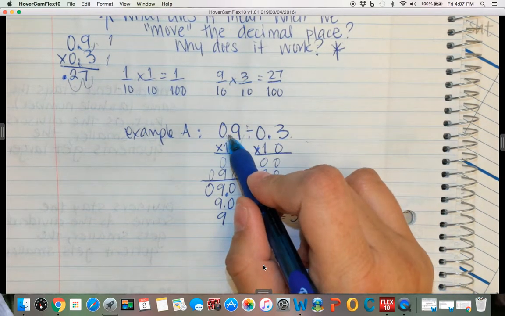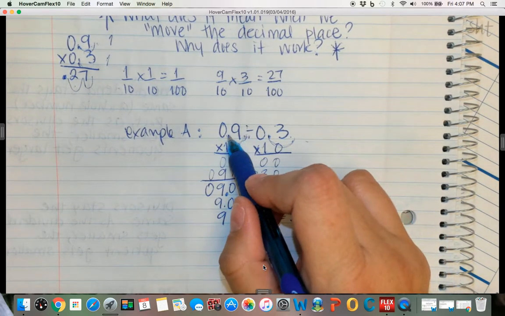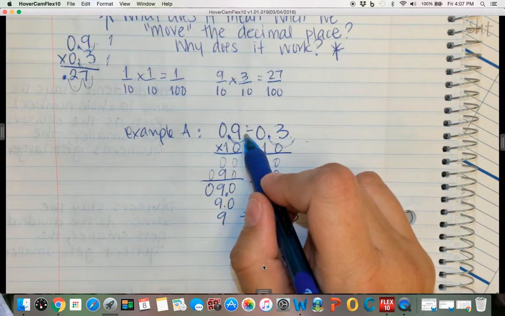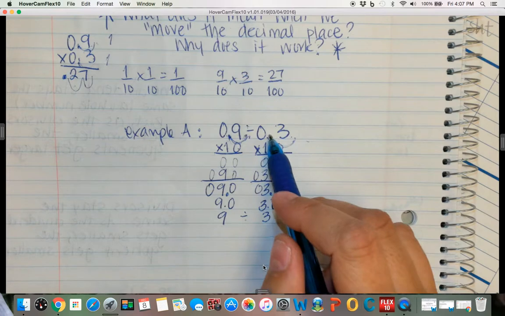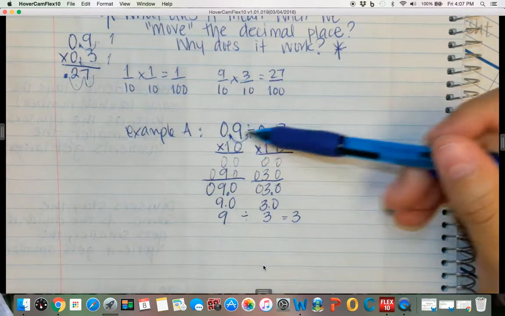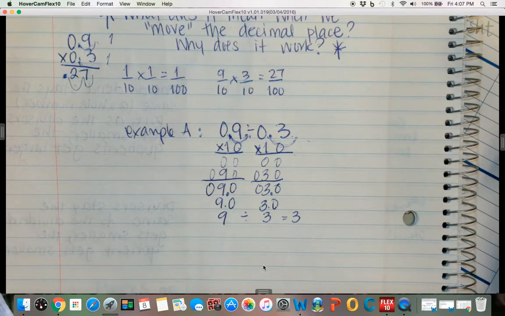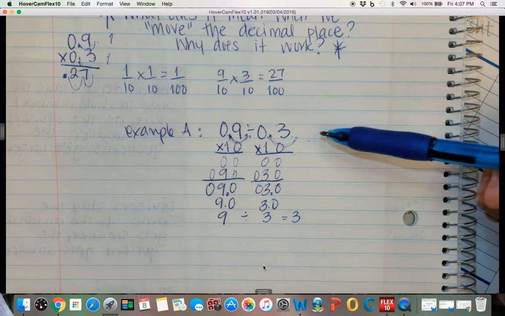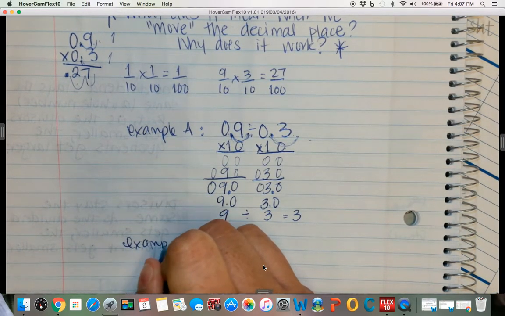Because I'm able to move this decimal place over, if I just said move this one once and move this one once, I'm moving them both over once because I'm multiplying them both by 10. And I can do that because 10 is the same number. Let me show you example B and we'll compare what we did.